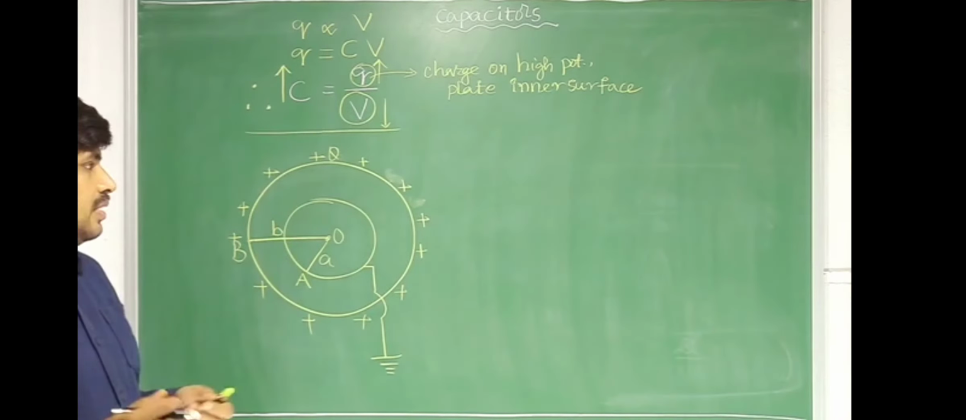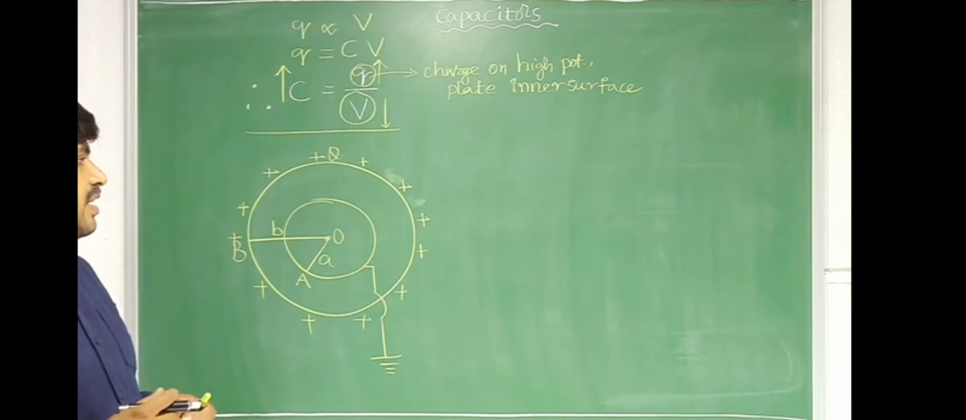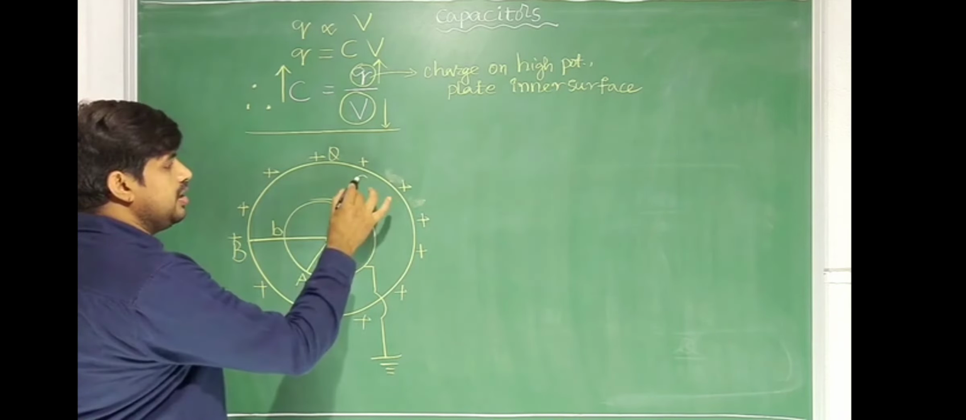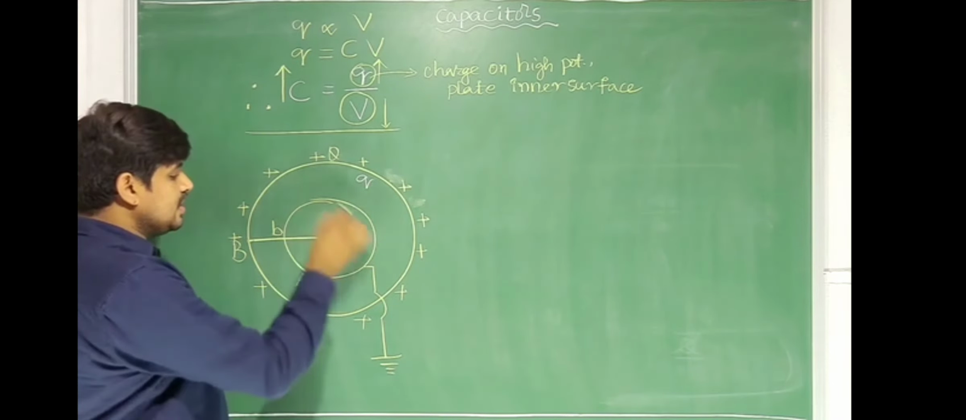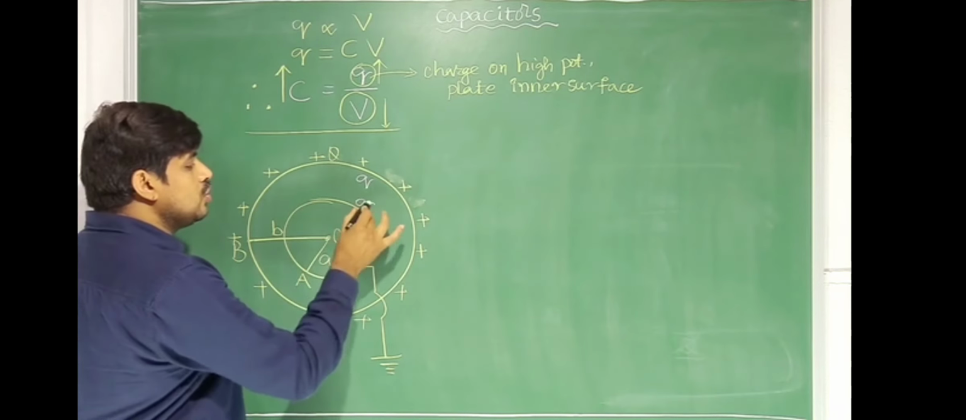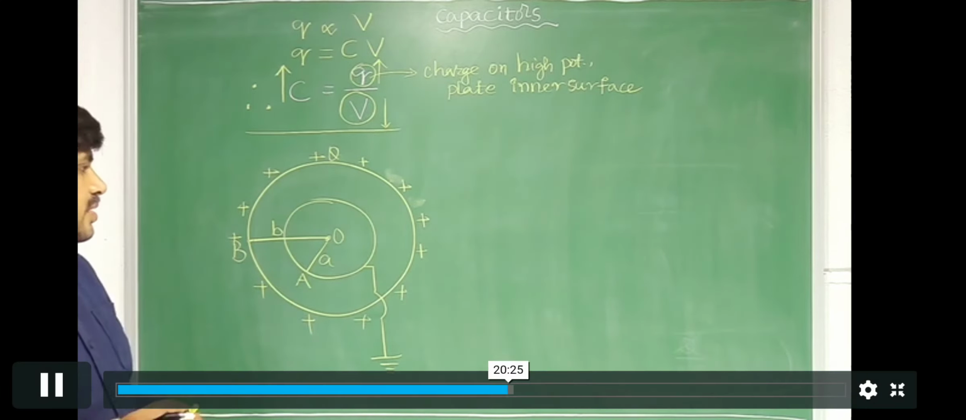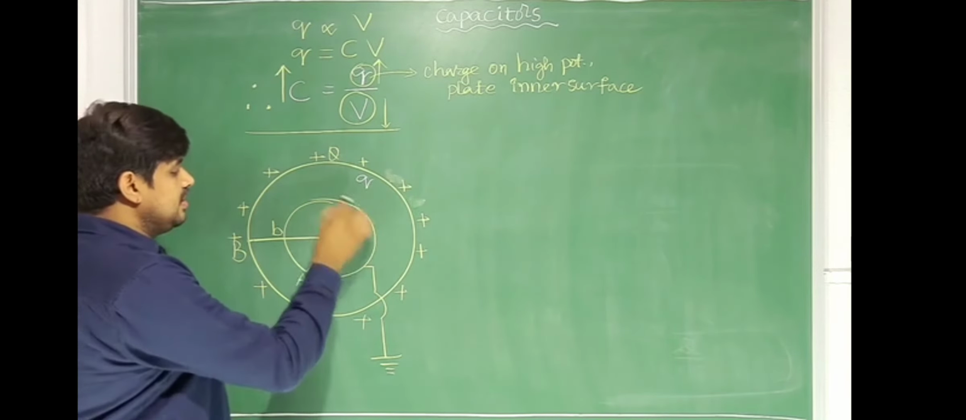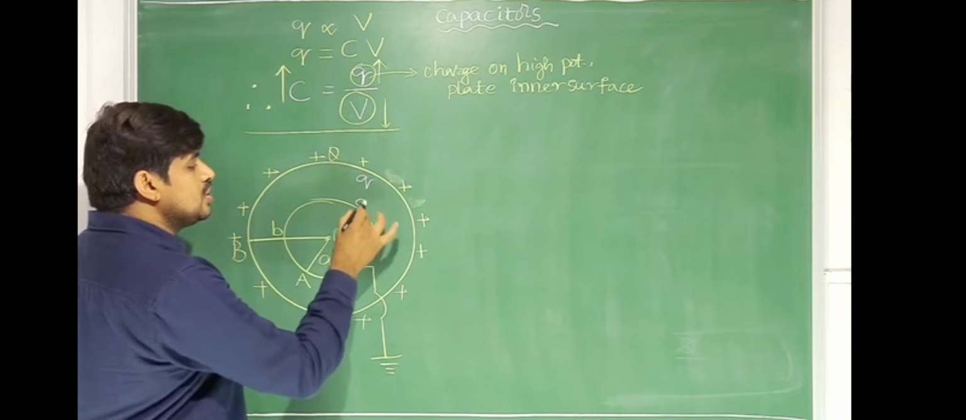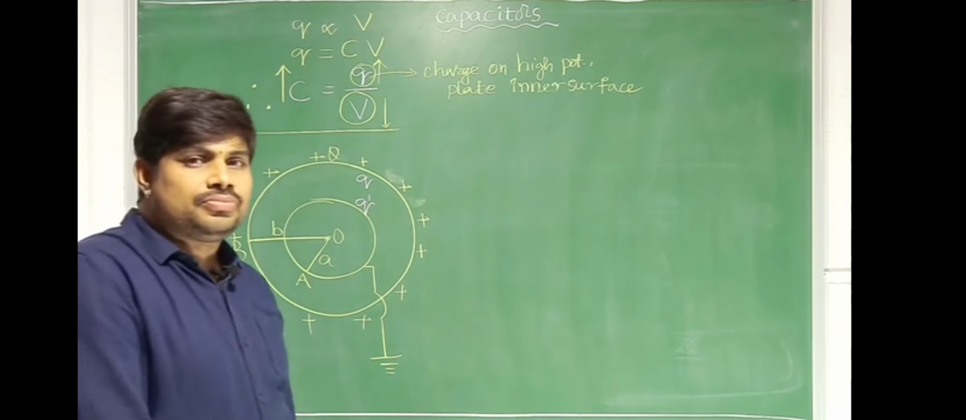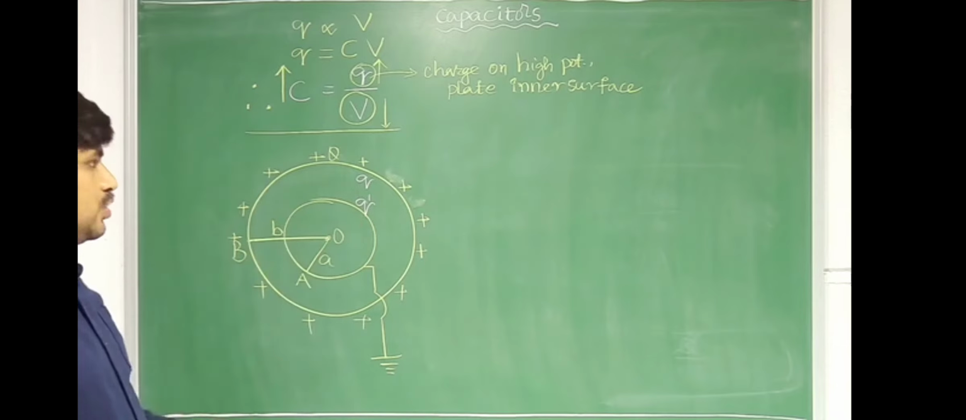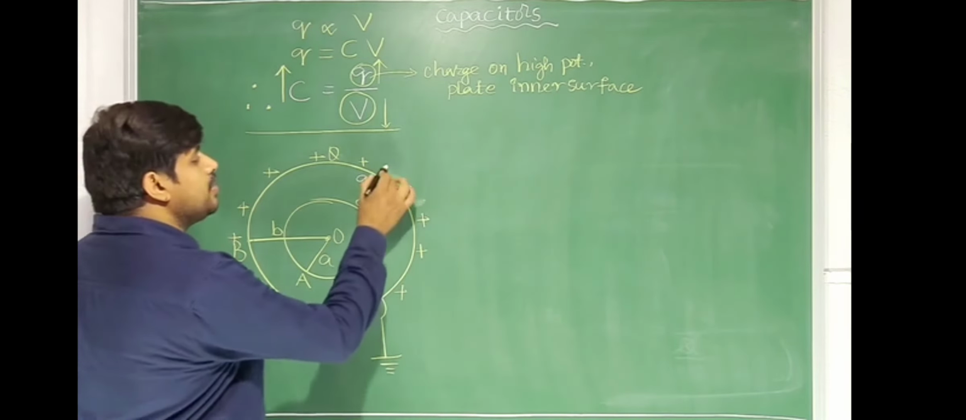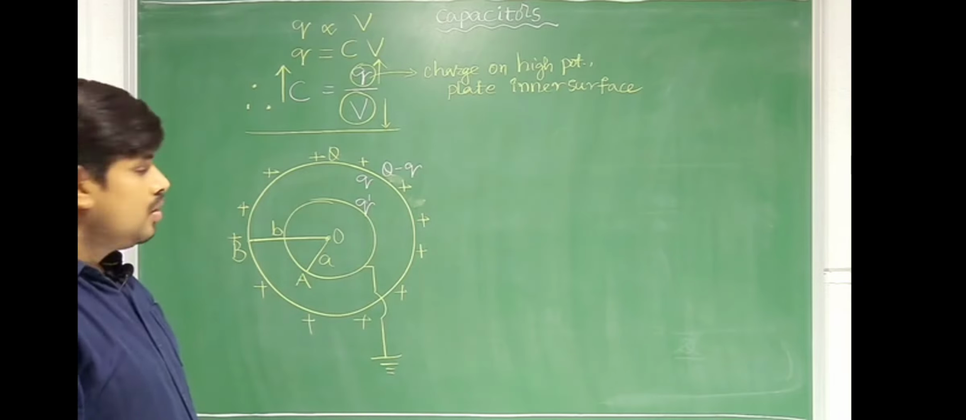Say, dear students, here the inner surface of B, imagine, has a charge Q, and this surface of A is said to have a charge Q dash. What is the charge on the outer surface of A? Q dash. What is the charge on the inner surface of B? Small q. What is the remaining charge on the outer surface of B? Q minus small q.